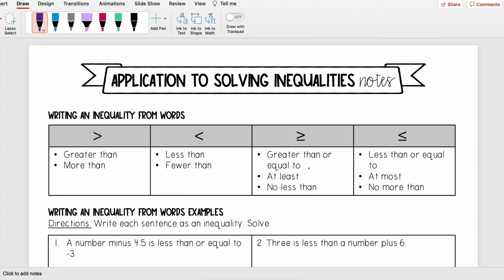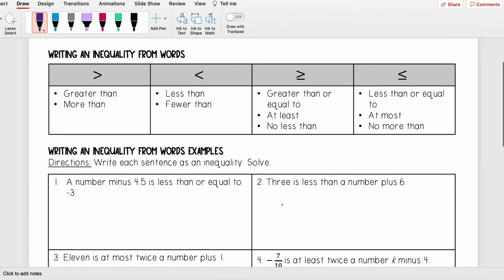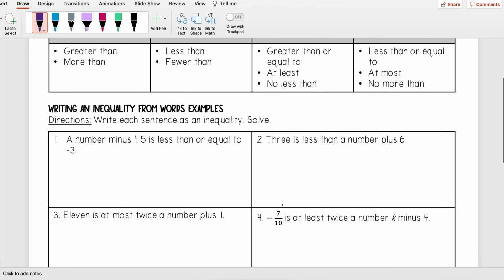So for greater than or equal to, one common one that you'll see is at least, and another one that you'll see is no less than. Both of these mean greater than or equal to. For our less than or equal to inequality, we have at most, which we'll commonly see, and no more than. So when you're writing an inequality from words, these are some key phrases that we're going to want to be on the lookout for. So let's look at some examples.